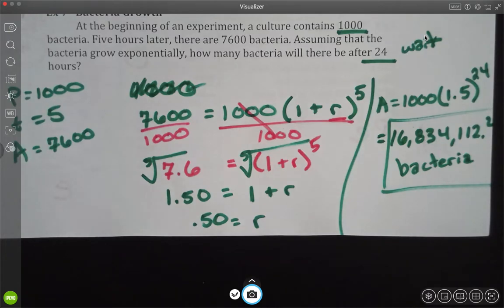0.2 bacteria. So you really don't need the 0.2 on there because you can't have 0.2 of a bacteria. I guess it's kind of like it's splitting at that point, so you can have a very, very tiny one.